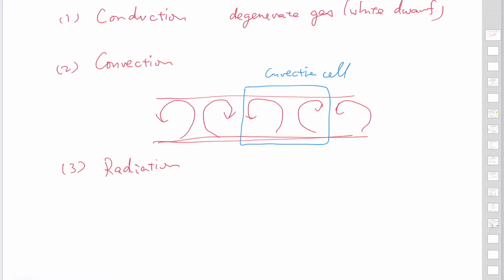The third case is radiation. In this case, photons are responsible for the transfer of energy. In this lecture, we consider two cases. In convection, the temperature distribution follows the adiabatic. So we are going to explain the adiabatic.